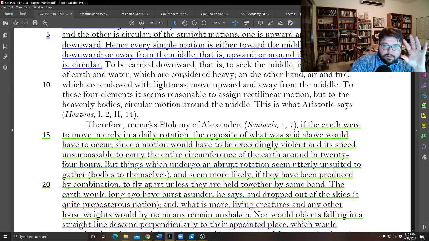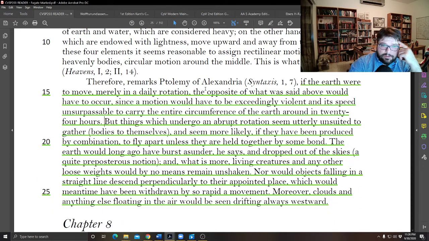So in other words, circular motion is violent compared to the natural motion of things on the earth. And since it's violent, circular motion is not natural to the earth, and it would have to go at a very great speed around on its axis to create what we see in the sky, the rotation in a day. He says this would basically destroy the earth. It would fly into pieces.